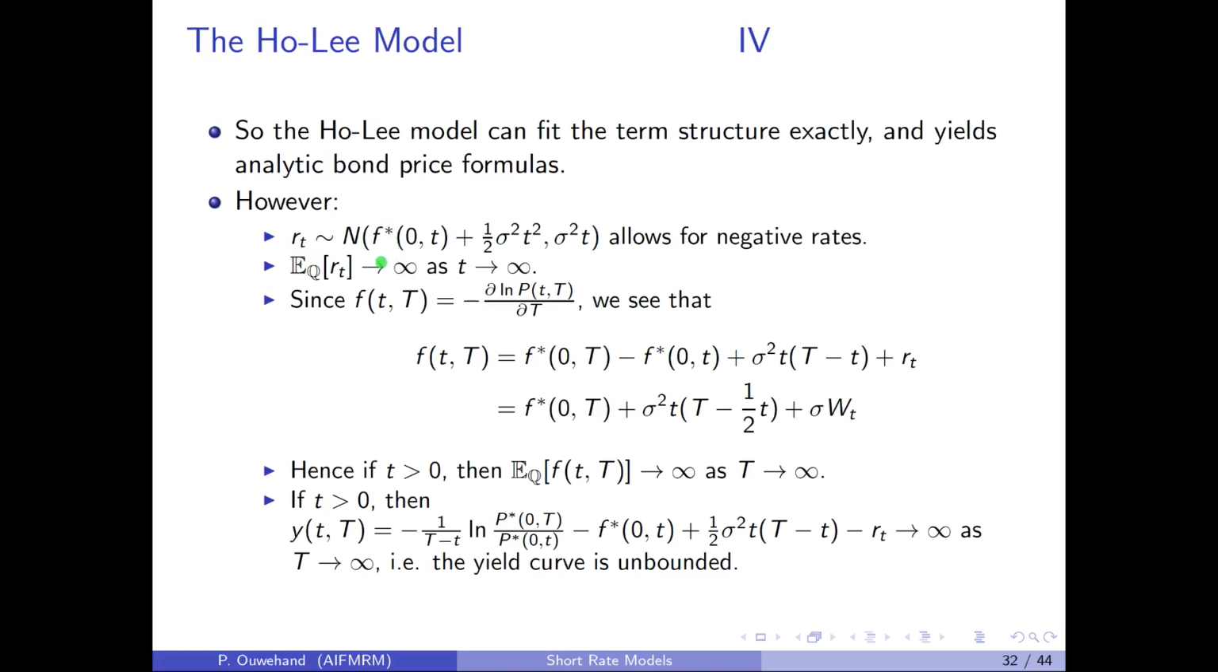A straightforward computation will show that if t is strictly greater than 0, then the mean instantaneous forward rate for maturity capital T will approach infinity as capital T goes to infinity. In other words, the instantaneous forward rate curve does not level off. Similarly, it can be shown that the yield curve is unbounded. All of this is a consequence of the fact that there is no mean reversion in this model and that the mean of r_t tends to infinity.